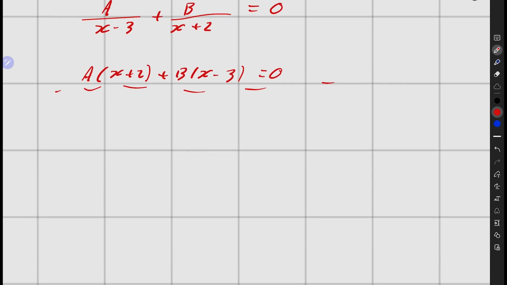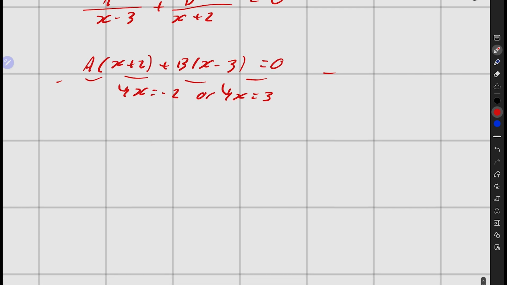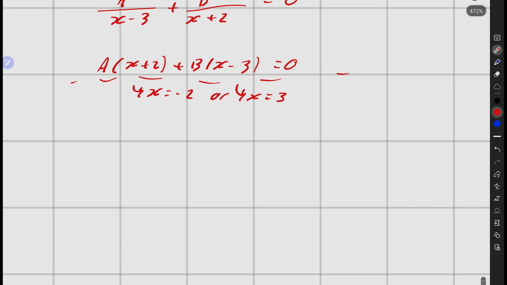So we know each bracket, to satisfy the equation, must be equal to 0. x is either going to be equal to minus 2, or x is going to be equal to 3, because that will make each bracket equal to 0. The reason we have two x values is because it is a quadratic. And once we've found the two x values, you're going to write it in this form.